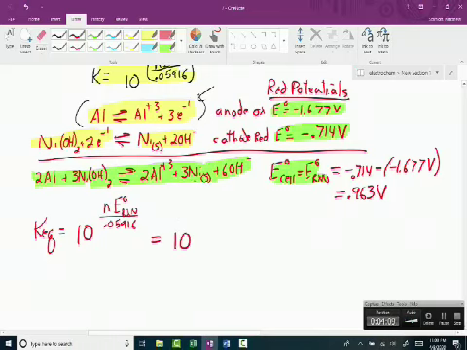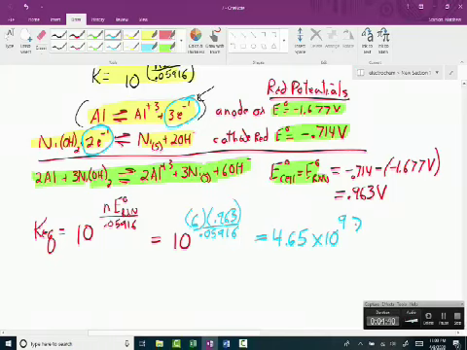Which is equal to, you're going to be surprised by this, 10 to the number of electrons transferred, you got to pay attention to that. Our cross multiplies 6 electrons times 0.963 divided by 0.05916, and when you do that math you get 4.65 times 10 to the 97.